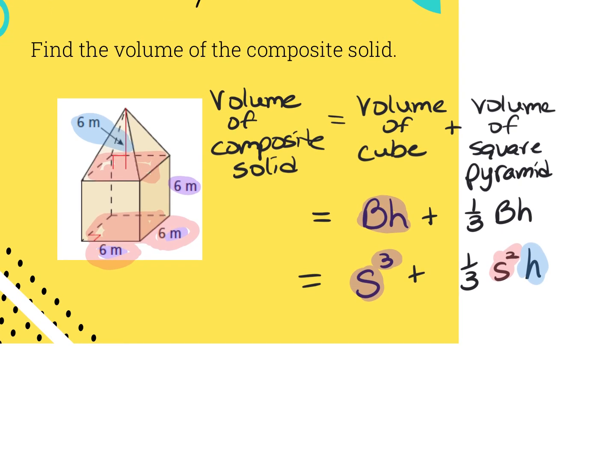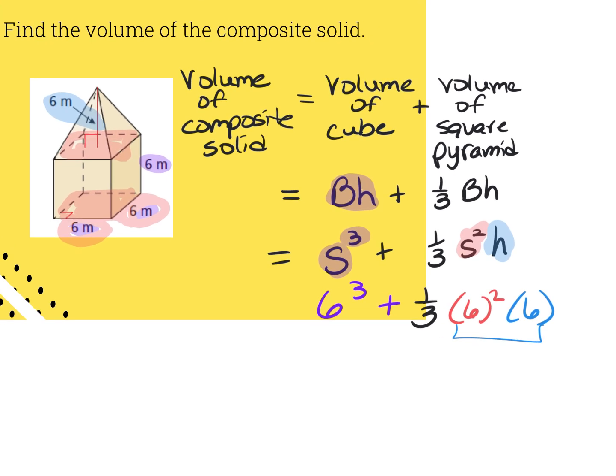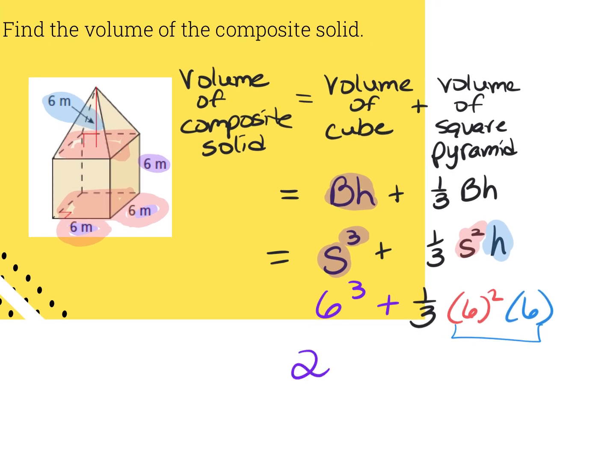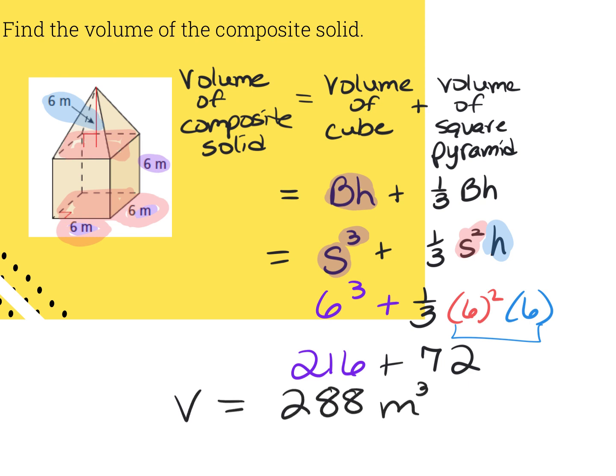So what we're going to do is 6 to the third power plus 1/3 times 6 squared times that height. But really, this is really the same thing. But let's go ahead and do it. So 6 to the third power is 216. And then 1/3 of 6 squared times 6 is 72. Add these two together, and the volume of this composite solid is 288 meters cubed.